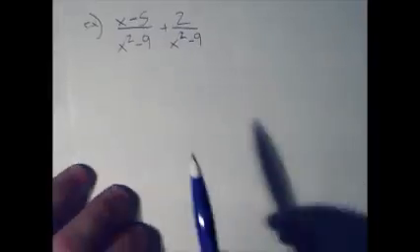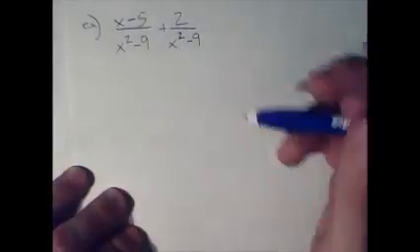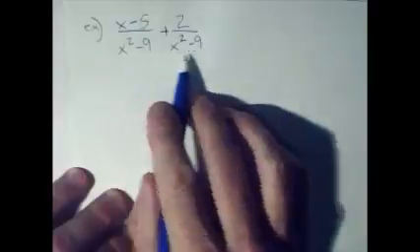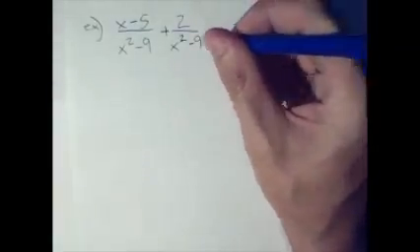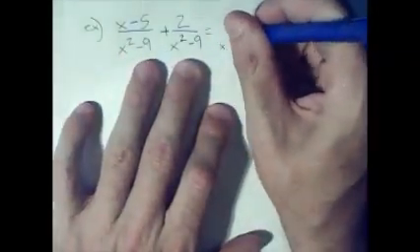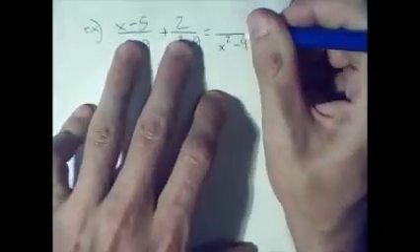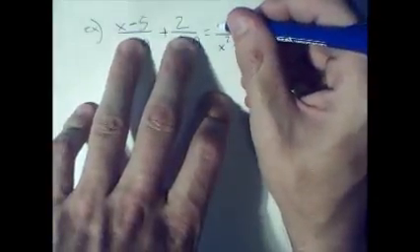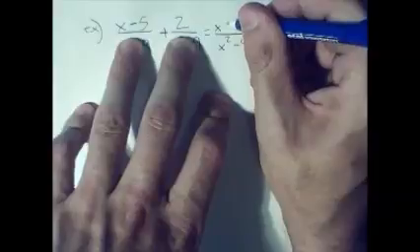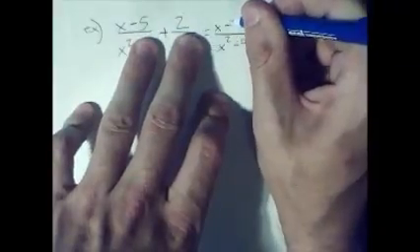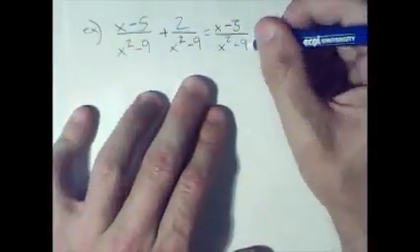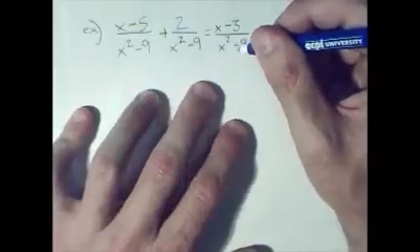For our next example, we still have a rational expression plus a rational expression. When we add, we need a common denominator. Since we have the same common denominator, we keep it. We add the numerators. A binomial plus a constant, we have an x. Negative 5 plus 2 is minus 3. Now this would be complete except that we need to simplify.